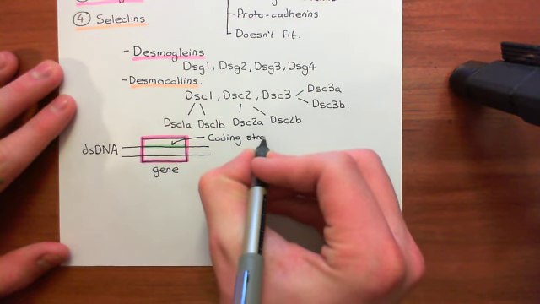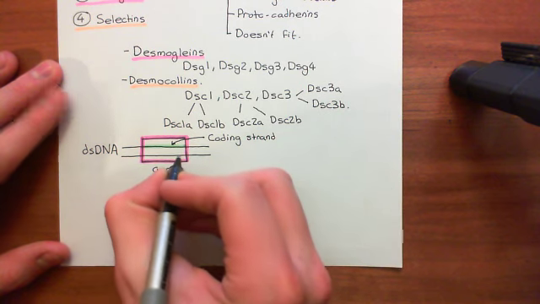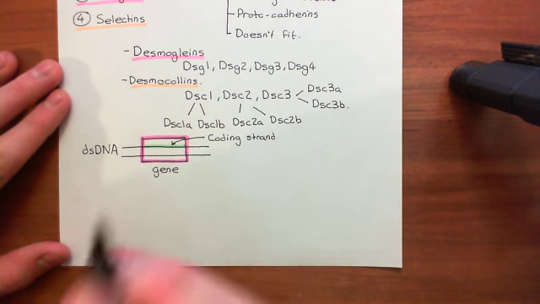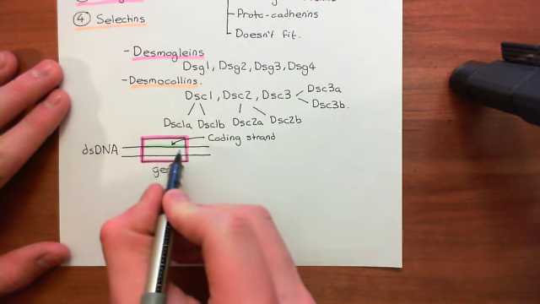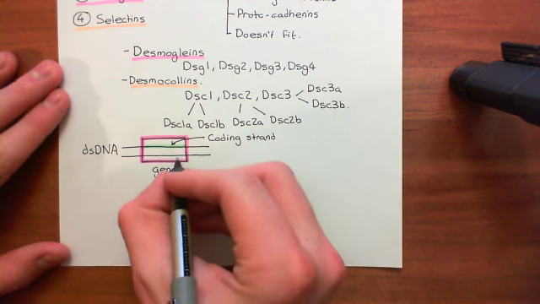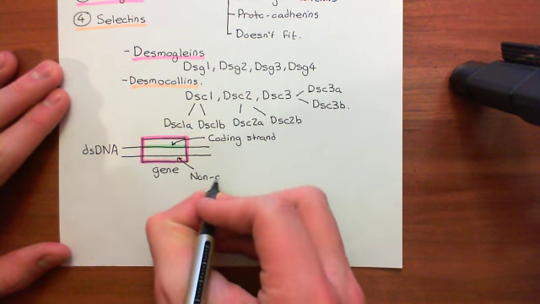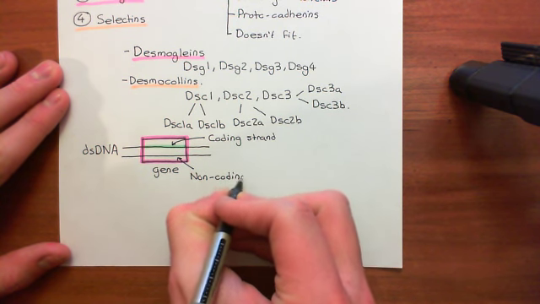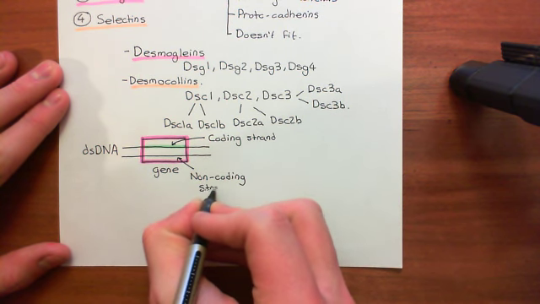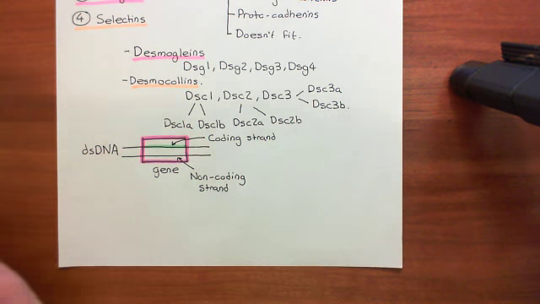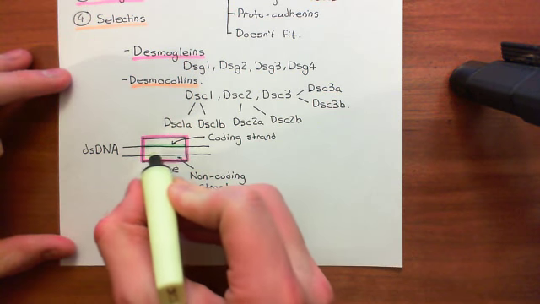RNA polymerase will always use one of the strands of the DNA to make its mRNA. Okay, and that one that it uses is the coding strand. The other one is known as the non-coding strand. So this is the less important one that's just complementary to the coding strand, basically. So this is the non-coding strand here. And I think I'll colour in the non-coding strand in yellow.